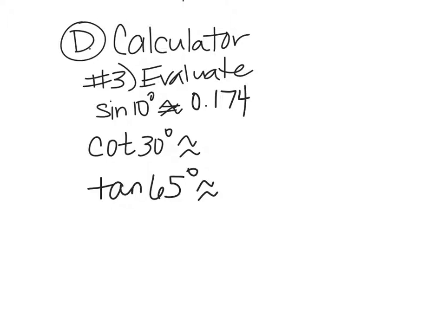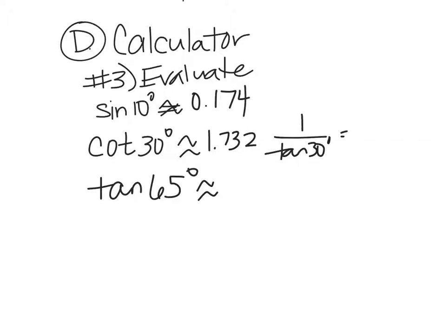All right, cotangent. Cotangent, if you remember, is not tan inverse. It's not tan -1. Cotangent is going to be 1 over the tangent of 30 in your calculator. Okay, we're going to get a decimal approximation of that. 1 divided by tangent of 30 degrees gives me about 1.732.